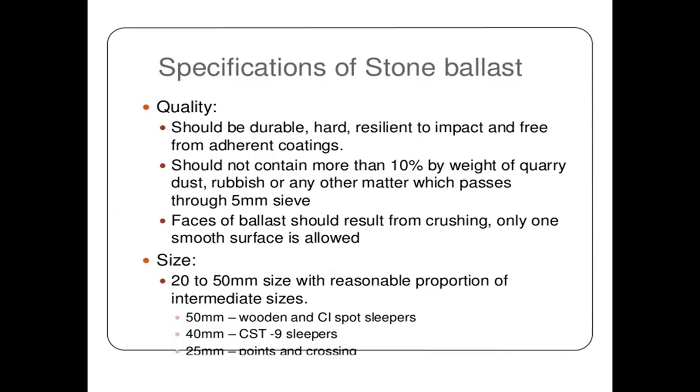The nominal size of stone ballast we use is 20 to 50 mm with reasonable proportions of intermediate sizes. We use 50 for wooden and cast iron sleepers, and 40 for CST 9 (Central Standard Track 9) sleepers, and 25 at the points and crossings of the railway routes. The nominal sizes we use are 20 to 50, varying based on the specifications. These 20 to 50 aggregates are used.